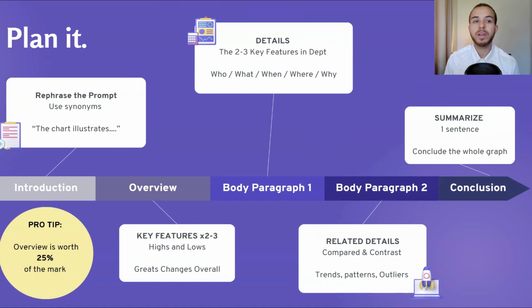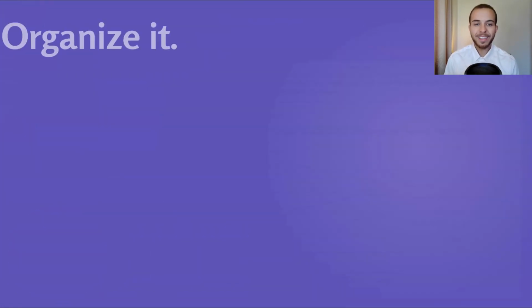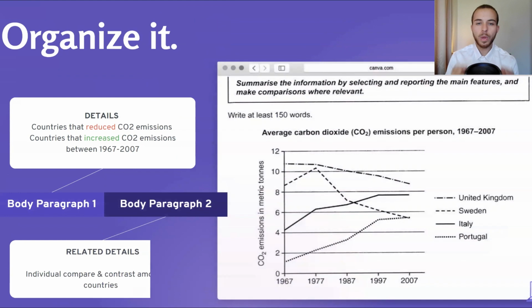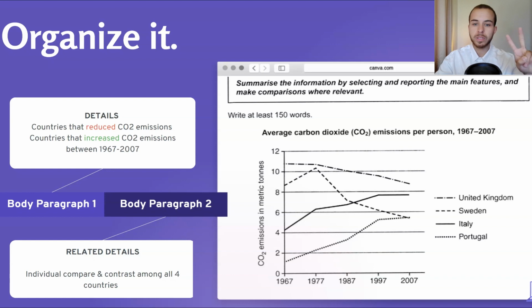Time management is hugely important in all of the writing tasks. This is why you should watch the clock, know how much time you have for planning, for organizing, and for writing. So let's quickly review. With our graph, our example, body paragraph 1 will talk about countries that reduced CO2 emissions and increased CO2 emissions between 1967 and 2007. Those are our two big key features: decreased, increased.